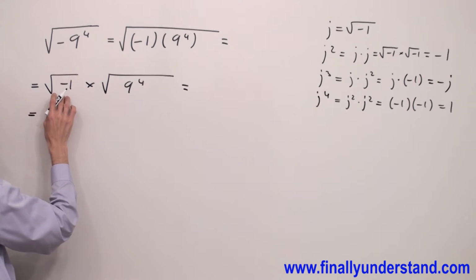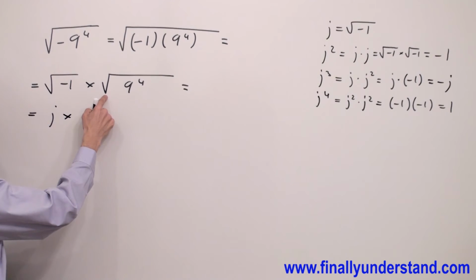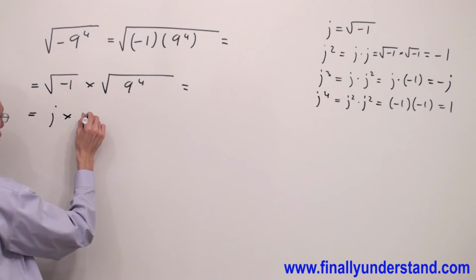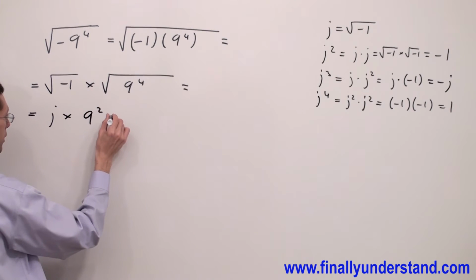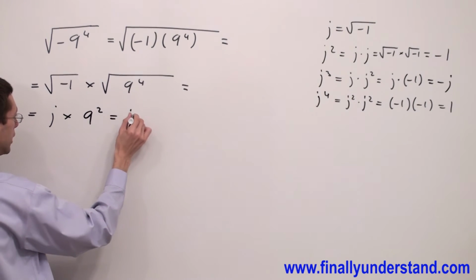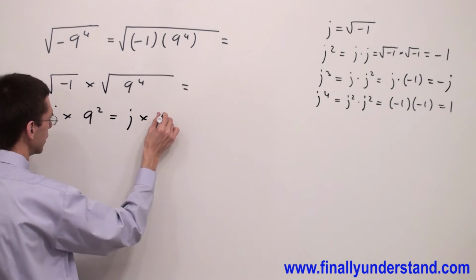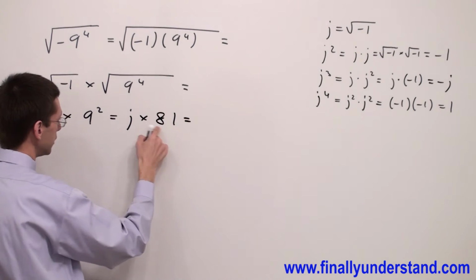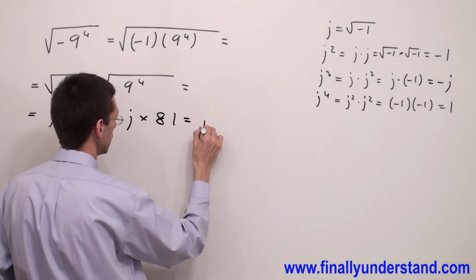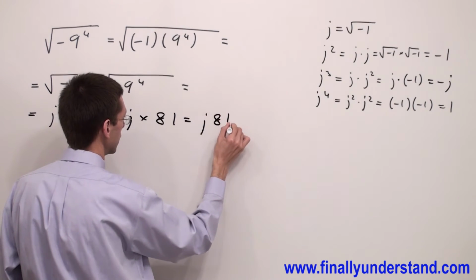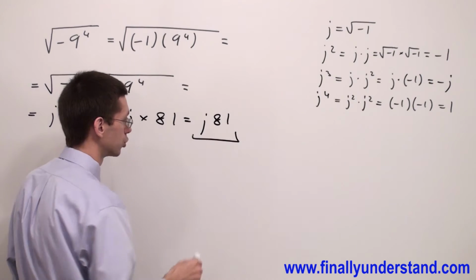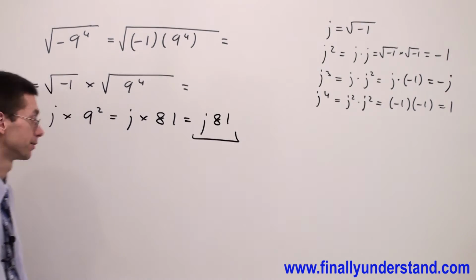Instead of square root of negative 1, I'm going to write j times the square root of 9 to the 4th, which is 9 to the 2nd, which is equal to j times 9 to the 2nd, which is equal to 81. J times 81 is equal to j 81. This is the solution to my problem.